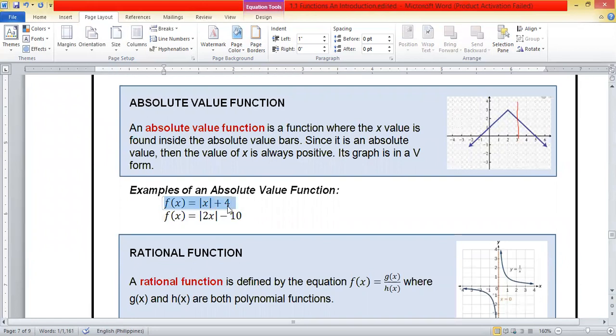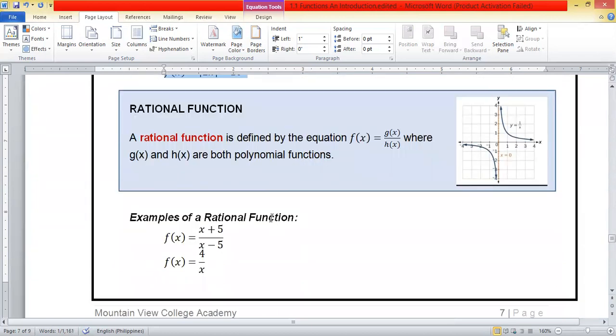Where do you find the x? Inside the absolute value bars. So we call it the absolute value function. The second one, where do you find x? Inside the absolute value bars. So we call it the absolute value function.